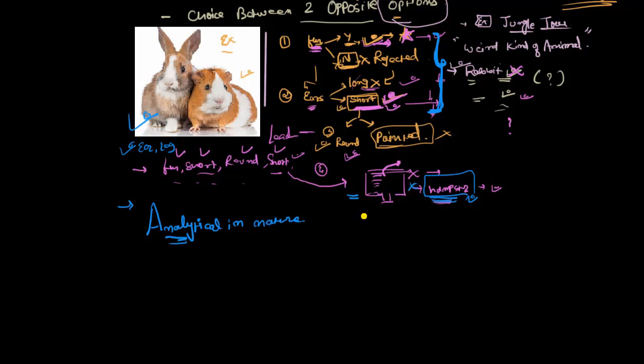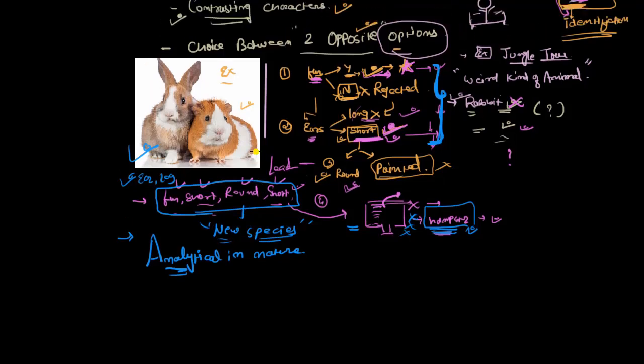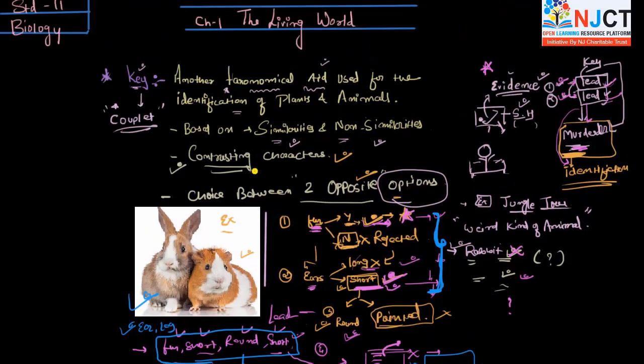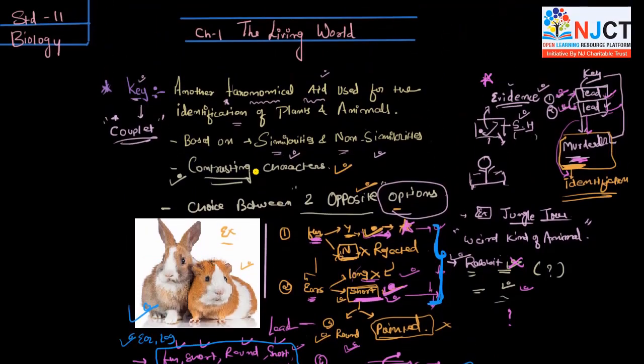Now sometimes it could happen that it doesn't match with any of your data. What does that mean? That means whatever you have seen, you do not have in your data. None of the characteristics match. That means it is a new species. How do you think they find a new species? By this process only, with the help of a key. So this is how a key works. Very important. I hope you got the lecture.